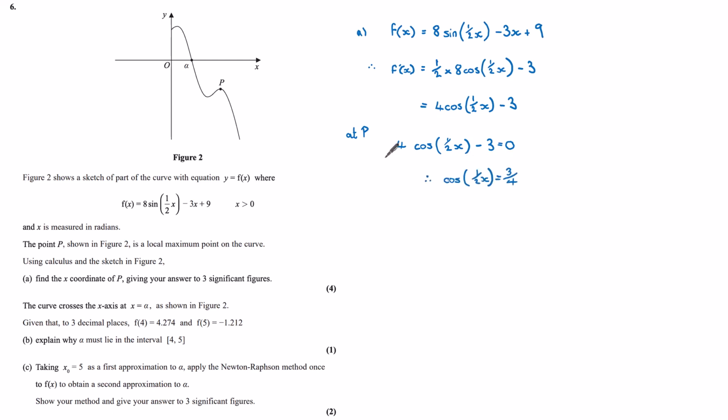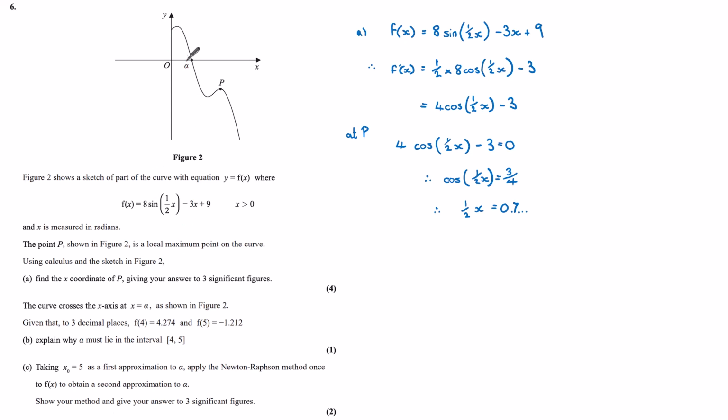If I rearrange this equation, adding 3 to the right hand side and dividing through by 4, I've got cos of half x is equal to 3/4. On my calculator, if I do cos to the minus 1 of 3/4, so inverse function, I get a value of half x is equal to 0.7 and so on. This is where we need to be careful. At this point, we're going to use the sketch. We've used calculus, and now we want to use the sketch.